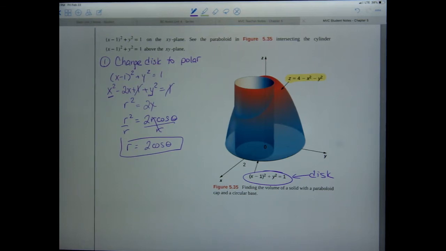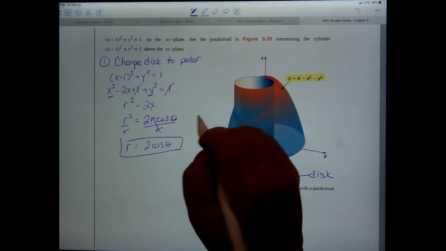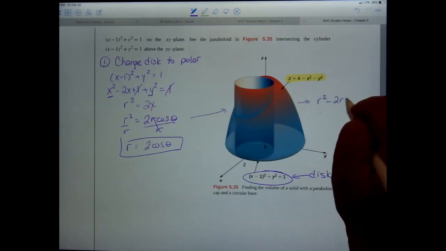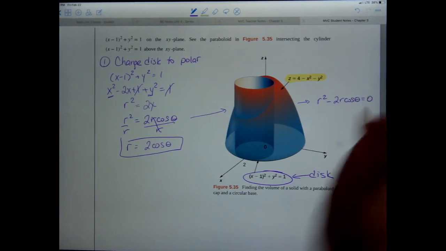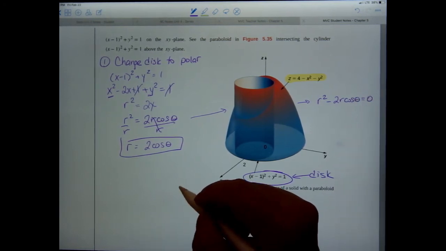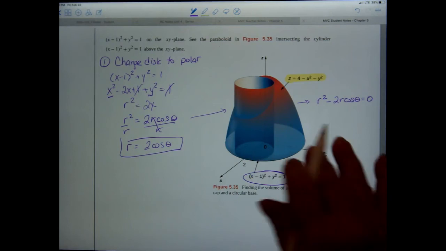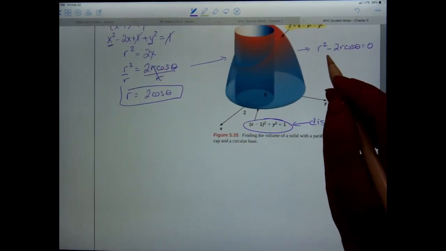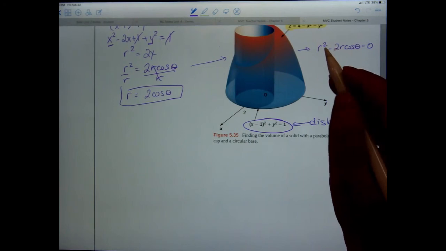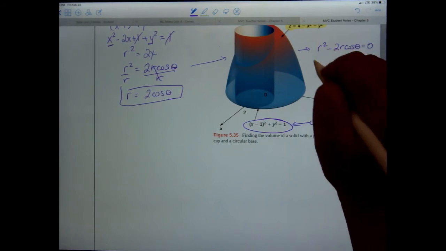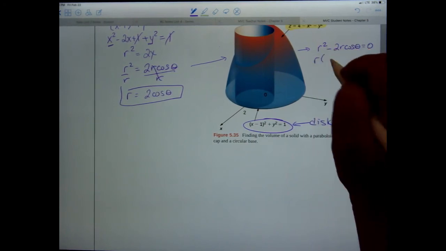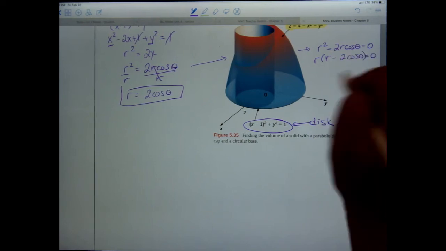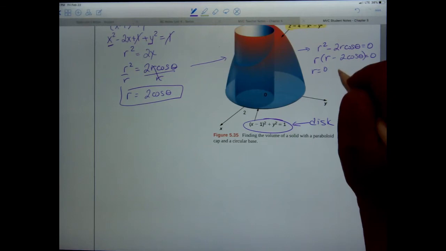Now, I'm going to go ahead and do this. R squared minus 2r cosine theta equals 0. Watch this. Okay, just watch, don't write. I moved the 2r cosine theta over instead of dividing by r. I would factor out an r, and I would have r times r minus 2 cosine theta equals 0, and you get r equals 0 and r equals 2 cosine theta, right? That's what I got for an answer.